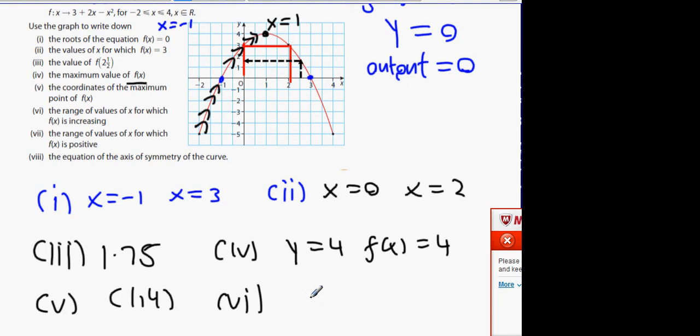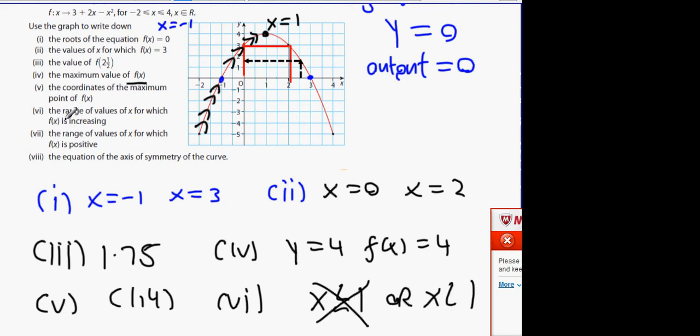How do you write that in maths terms? Is it x less than or equal, or x less than 1? If it's less than or equal, it's including x equals 1. And because x equals 1 is the top of the mountain, so to speak, you're not increasing or decreasing on top of the mountain. You're stationary, which means that it doesn't count. So the answer is x less than 1.